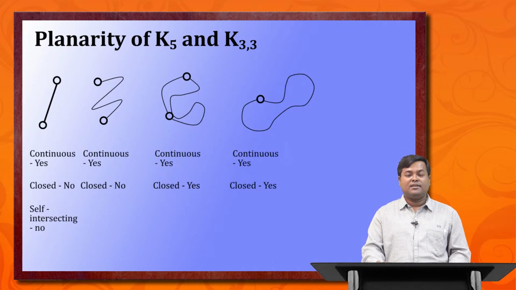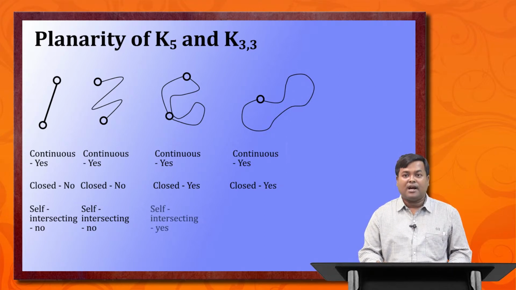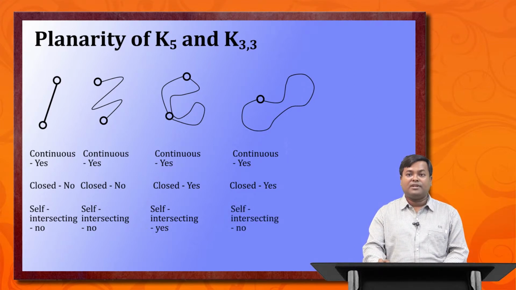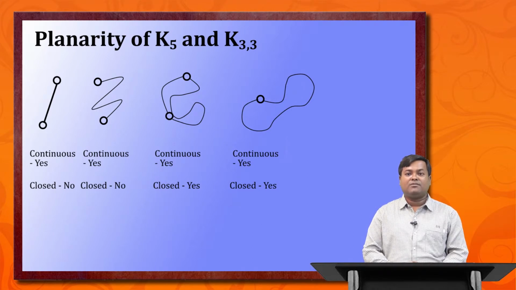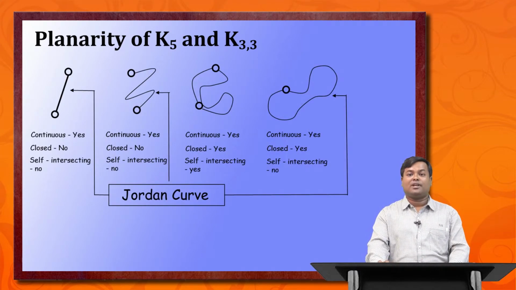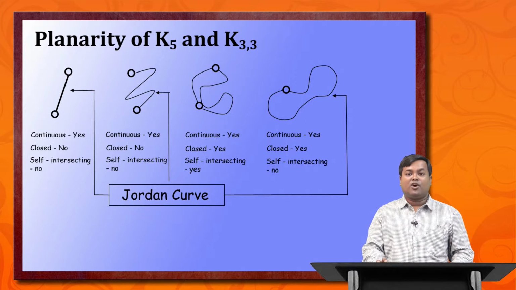The first one is not self-intersecting. The second one is also the same. The third one is self-intersecting, and the fourth one is basically not self-intersecting. So if we go by the definition of a Jordan curve, the first graph, the second graph and the fourth graph are all Jordan curves, but the third one, which is a self-intersecting graph, is not a Jordan curve. So the final conclusion is these 3 are Jordan curves. The first and second are normal Jordan curves, and the fourth one is the closed Jordan curve.